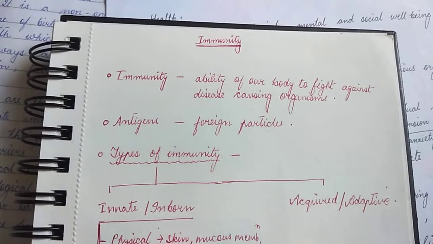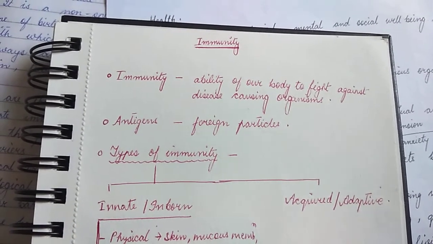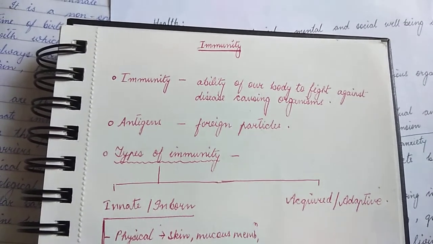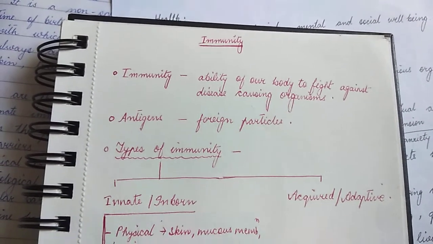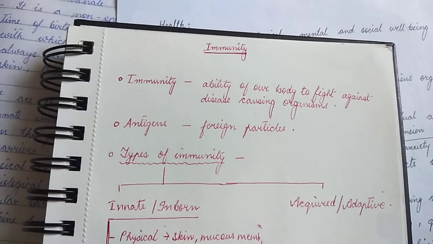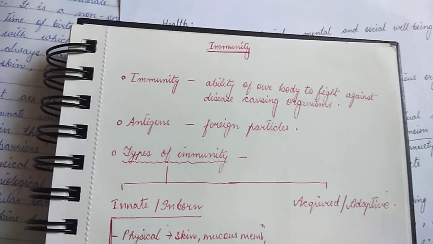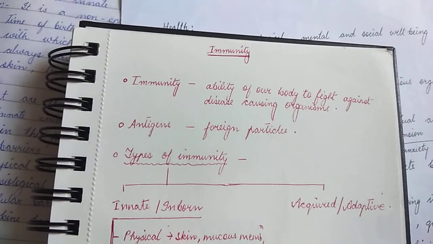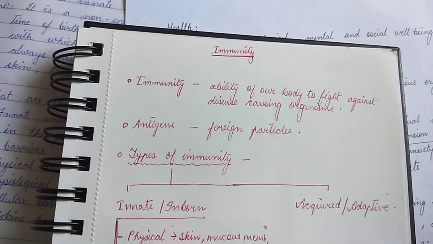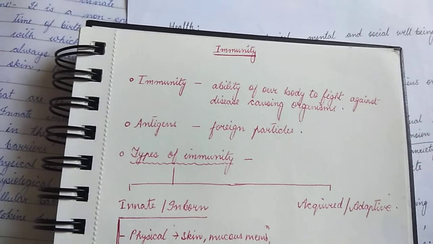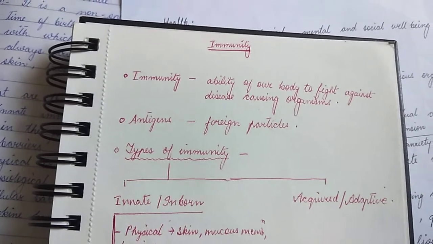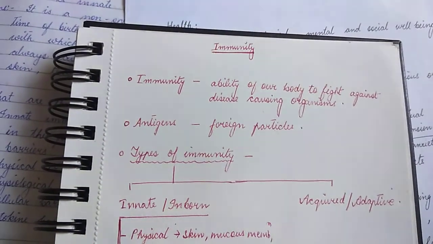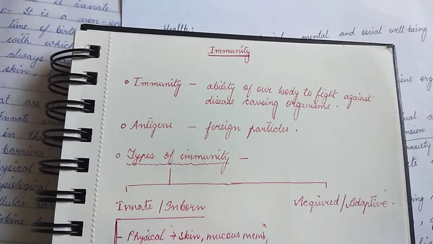Daily we are exposed to a large number of infectious agents, but you might have seen that we are not infected by all of them that we are exposed to. Sometimes we may be infected, but the infection is not that bad. The reason behind this is that our body is able to defend itself from most of these foreign agents. So this ability of our body to fight against foreign organisms is known as immunity.